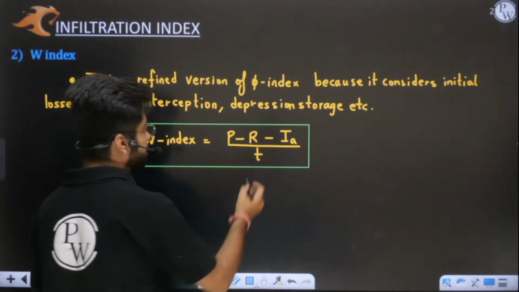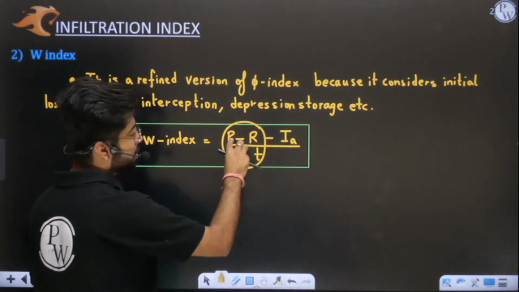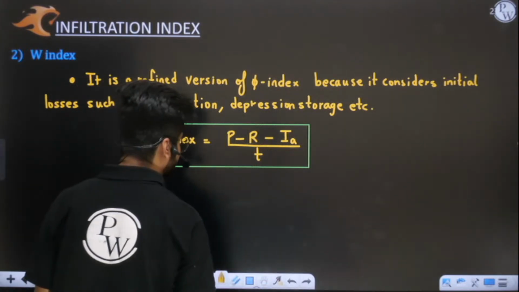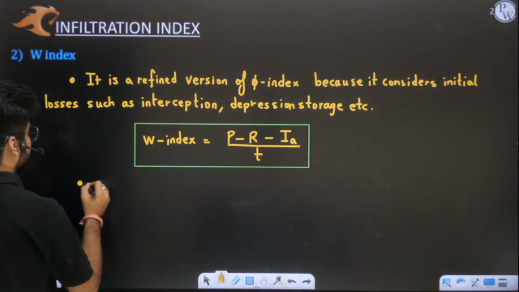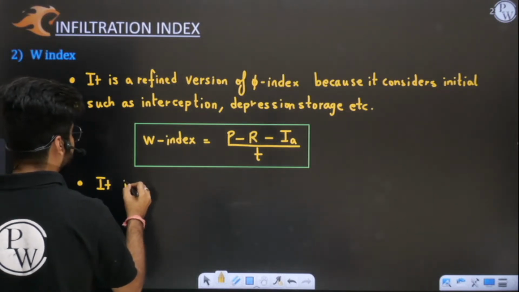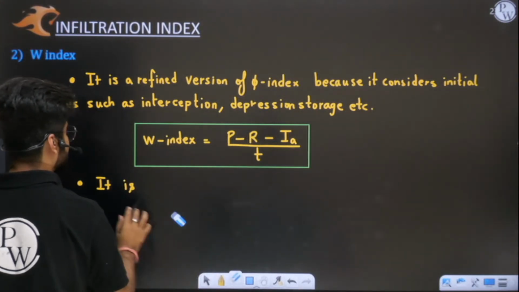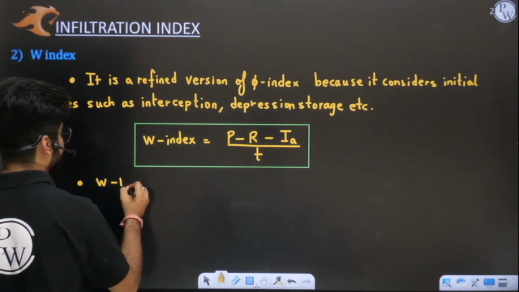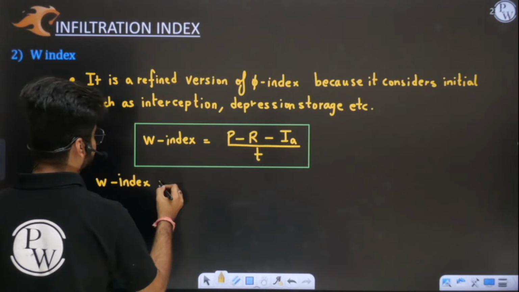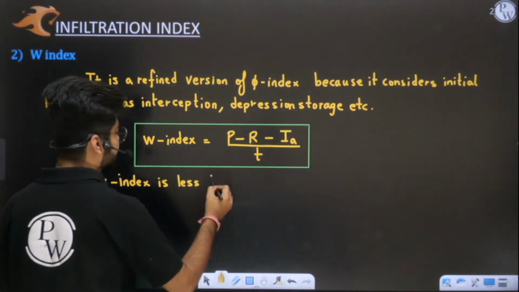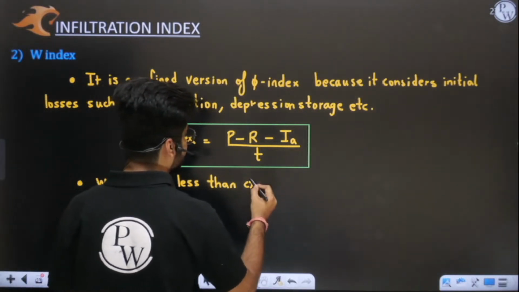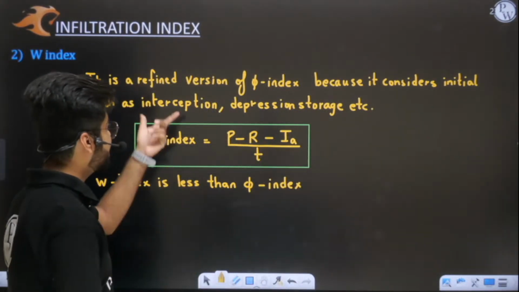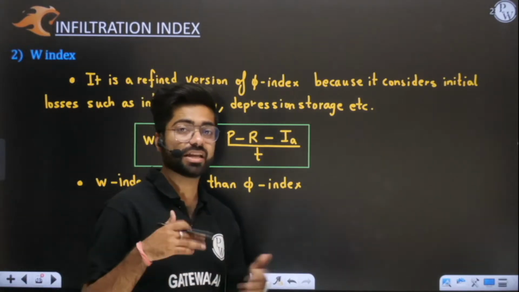So can you tell me, this is the phi thing. If you subtract something from phi, obviously W index will be less than phi or not? Tell me. The value of phi index is more and W index is less. Let me write here: W index is less than phi index. Why, sir? Because we have subtracted initial losses also, such as interception, depression storage, evapotranspiration, like that. Yes or no?